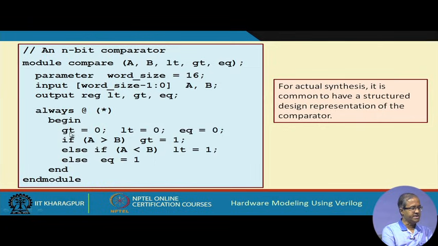So, I start by initializing GT, LT and EQ to zeros. It is very simple. I am making a comparison like this. A and B are numbers, say for 16, these are 16 bit numbers. I am making a comparison. If A is greater than B, I set GT to 1, else if A is less than B, I set LT to 1, else they are equal, EQ equal to 1.